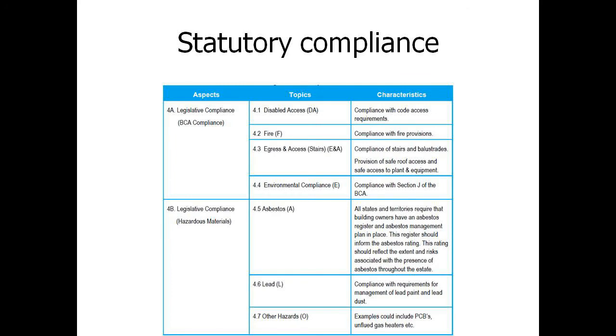Statutory compliance, a very important part of the building audit process, and generally, from my experience, it's important to make it very clear once you start coding your data to ensure that those items that you've identified on site, or you've had people identify for you, that it's very clear that it's a fire legislative issue, it's an access or disability issue, it's an asbestos issue.